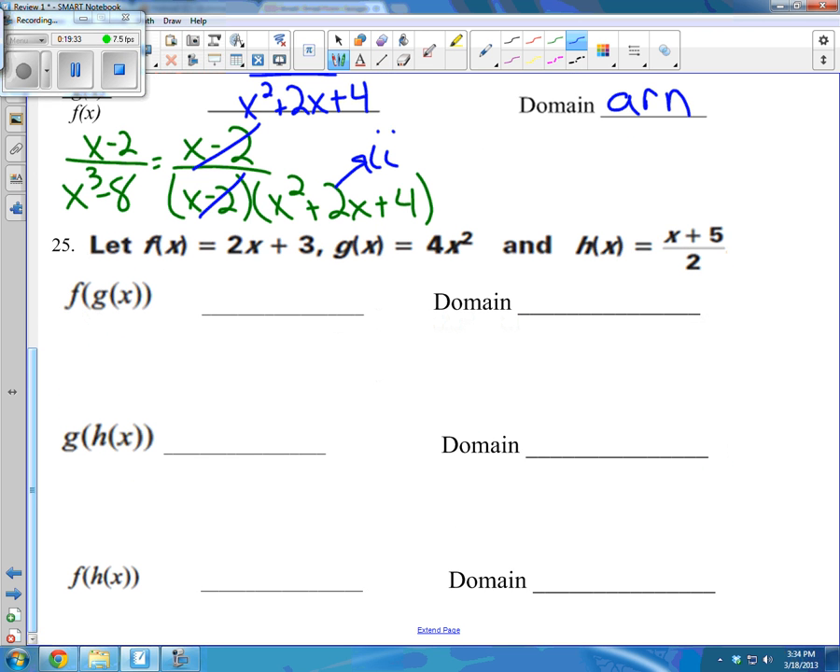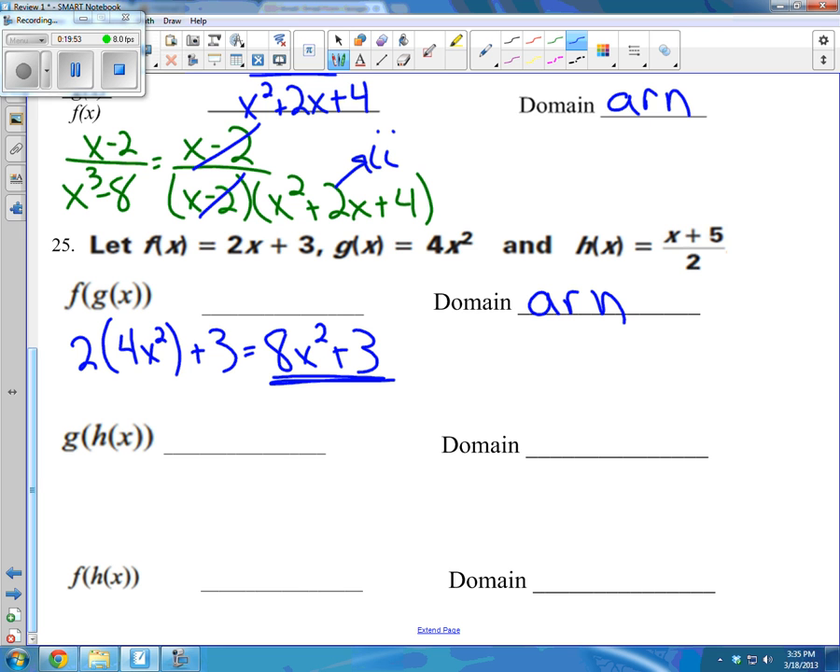All right, next, with these 2 or 3 composite functions. First time, g is going into f. So the 2 will still be there, but instead of the x, I'm going to replace it with 4x squared. And then I'm going to clean it up. And that is my new function. No issues with the domain, so all real numbers.